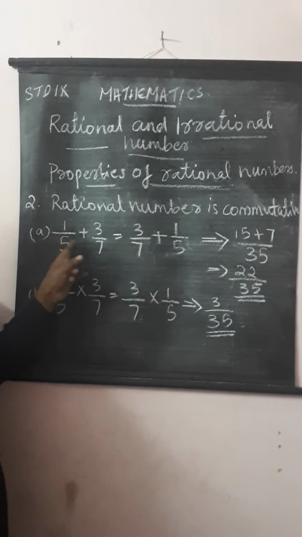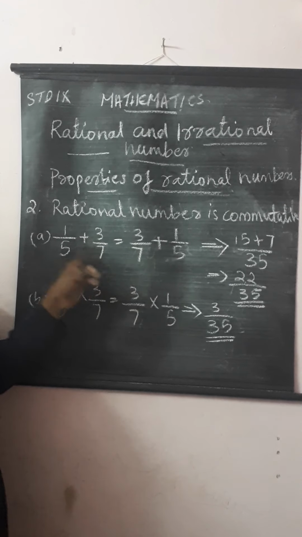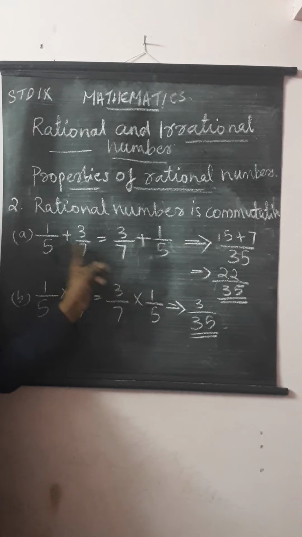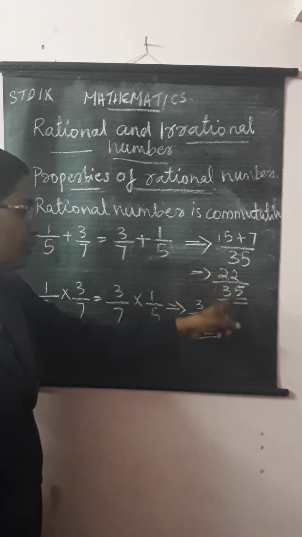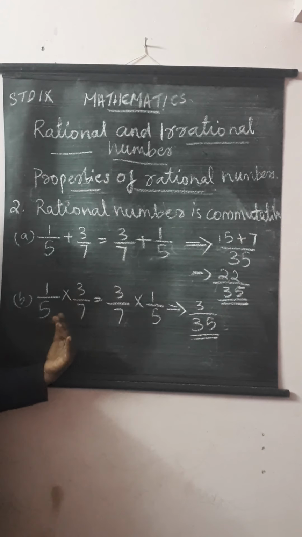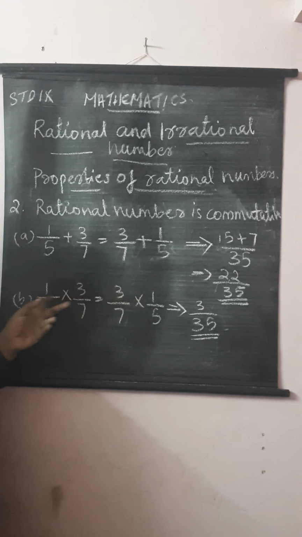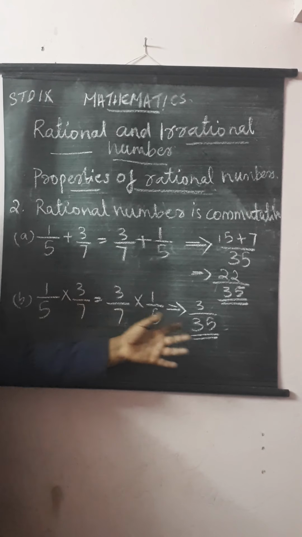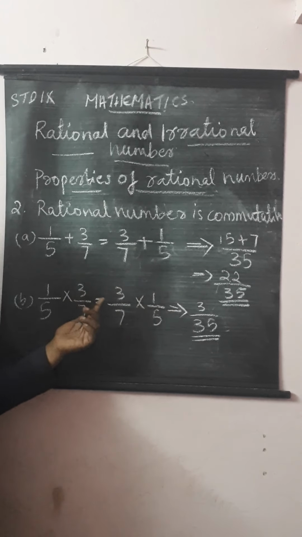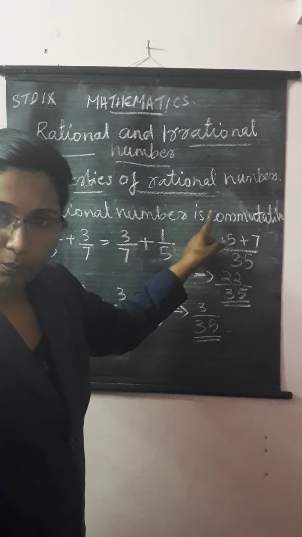Example, 1 by 5 plus 3 by 7, same as 3 by 7 plus 1 by 5. The order changes, but the answer is 22 by 35. Take the LCM and solve it. Similarly in the case of multiplication, 1 by 5 into 3 by 7, then 3 by 7 into 1 by 5. There is no change in the answer, but the order changes. That is the commutative property, the second property.